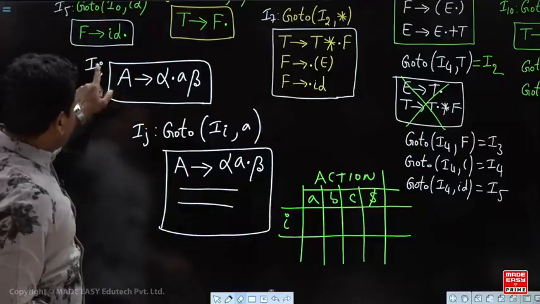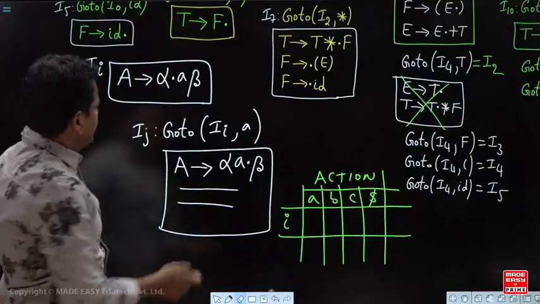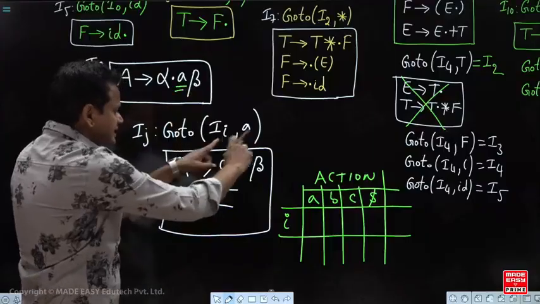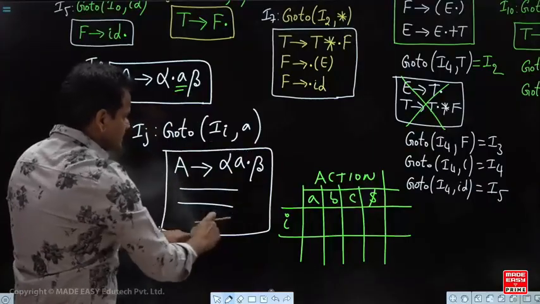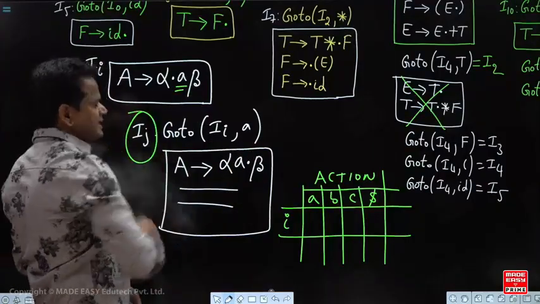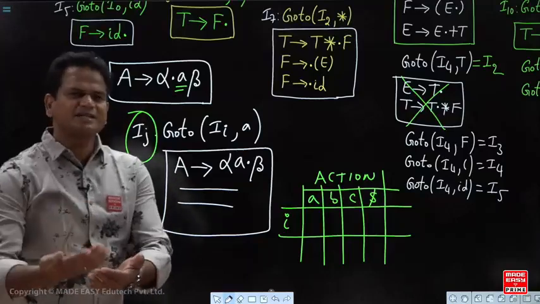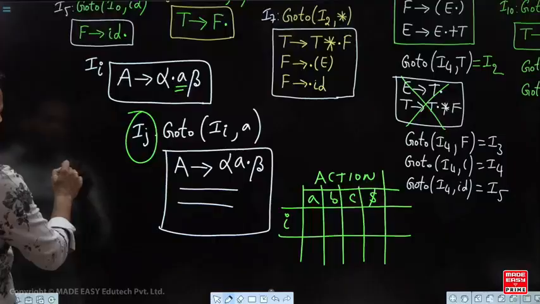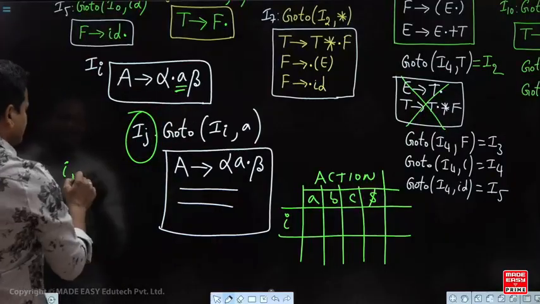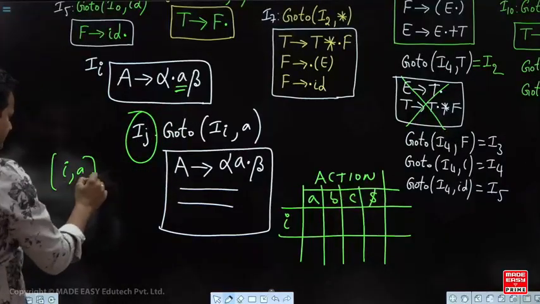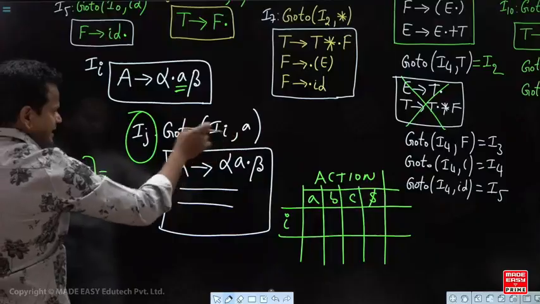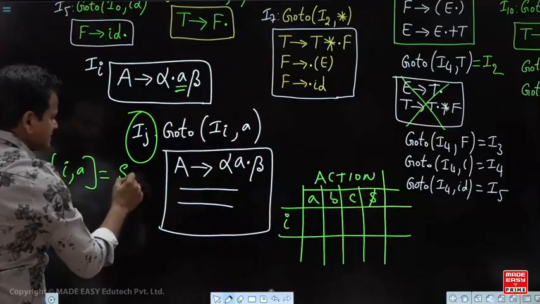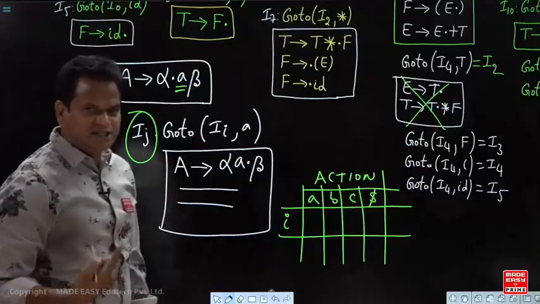Now, how to enter? Ii comma a, where it has gone: to this state. What is the name of the state? Ij. Very simple: the name of this is Ii, so ith row, and the shift symbol is a, therefore ath column, where it has gone to Ij. What is the name of the state? Ij. That is the reason: shift j.